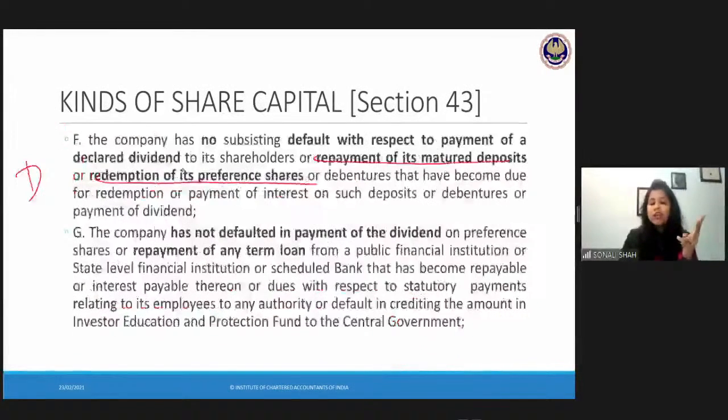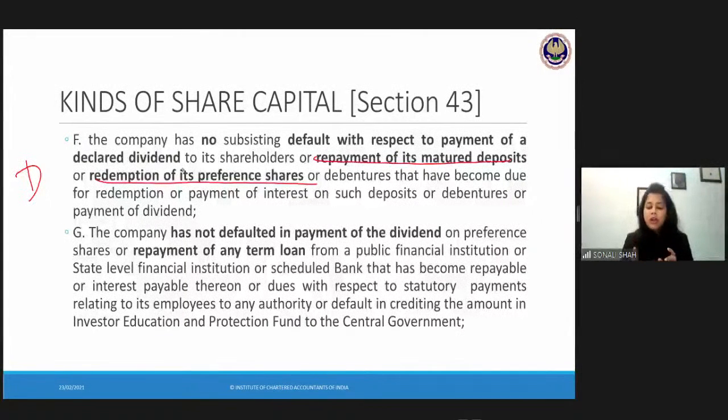So for 3 years, it should not have defaulted in filing financial returns. Other than that, the company should not have defaulted with respect to repayment. Repayment of what? Deposit, dividend, preference shares, and debentures. DDDF, triple DF. So no default in payment of deposit, dividend, debenture, and preference shares. 3 Ds and F. There should not be any default.